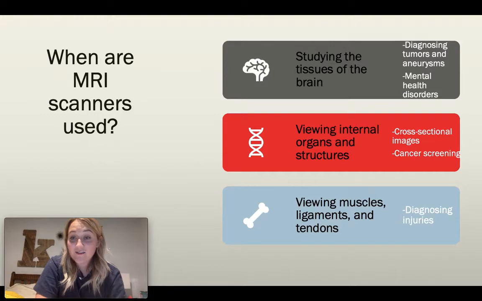MRIs are also used for cancer screening, as it can record the spread of the cancer cells through the body. And the last example that I chose was viewing muscles, ligaments, and tendons. MRI scanners are used to diagnose injuries, and they're unique because they do not act like X-rays or CAT scans, but they actually show a three-dimensional picture so you can actually view the muscles, ligaments, and tendons in the body.